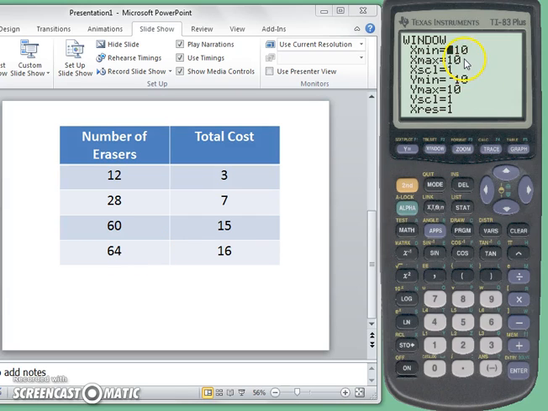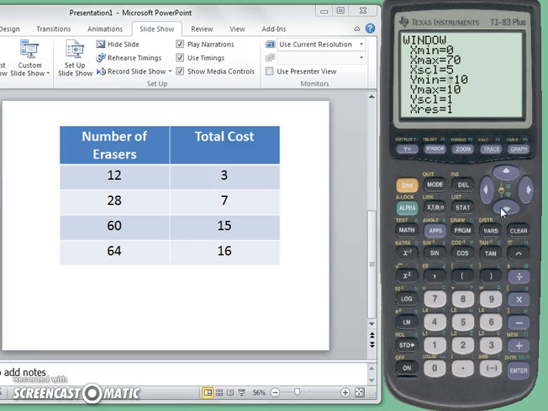So I'm going to change this so that the minimum is 0, and the maximum is, I'm going to pick a number bigger than 64, so I'm going to choose 70. And if I'm going from 0 to 70, I probably don't want to go by 1s, so I'm going to go by 5s.